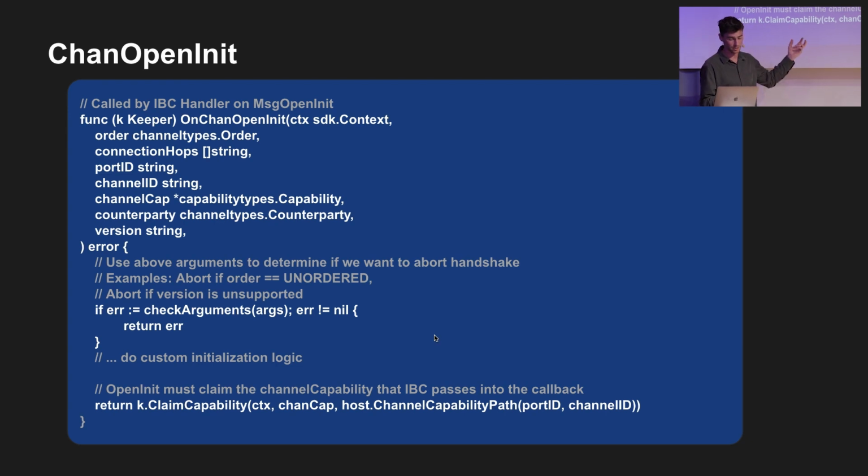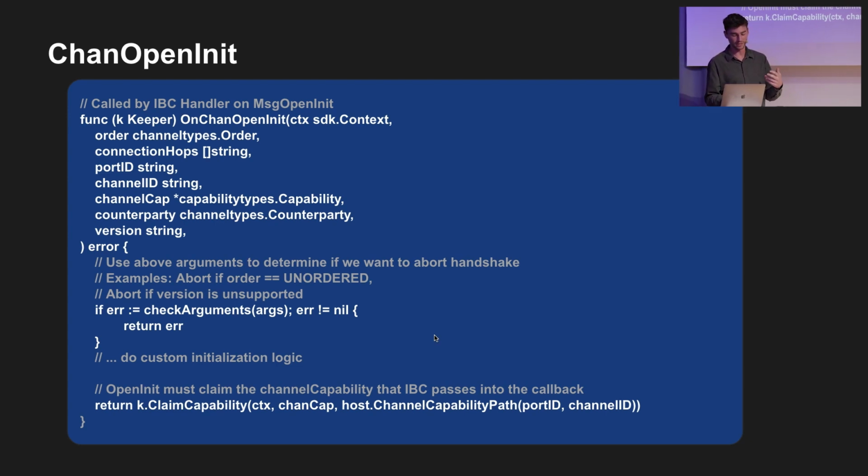So you check that the channel is unordered. You might want to check versions. This is something you think about in the future, not maybe when you're initially starting to write these things, but your module might have multiple versions. It might start off version 1, then version 2, and so part of this handshake is making sure that you're compatible with each other.